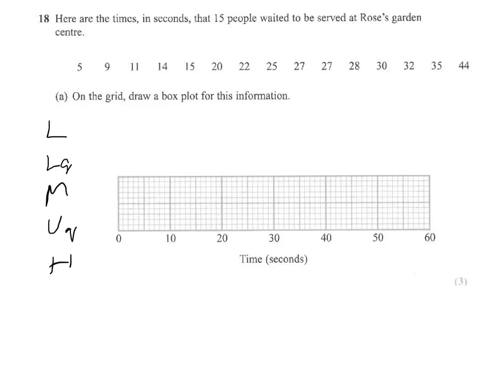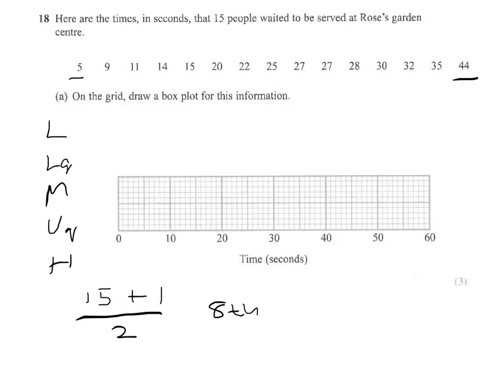So the lowest and the highest are very easy. Let's find the median and the quartiles we need to do next. So if you've got 15 people, then when you have an odd number of scores, if you add 1 to the number of scores you've got, which is 15, and divide by 2, that will tell you the position of the middle score. So the middle score is in the 8th position.